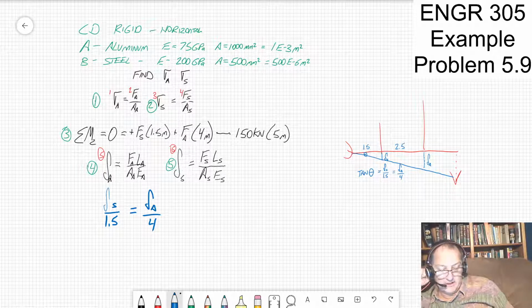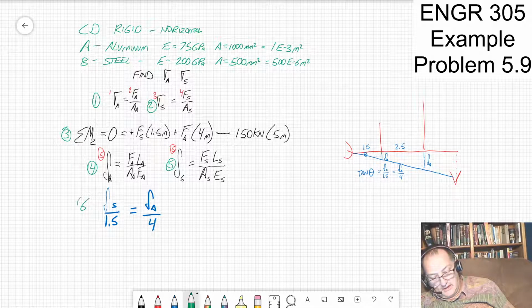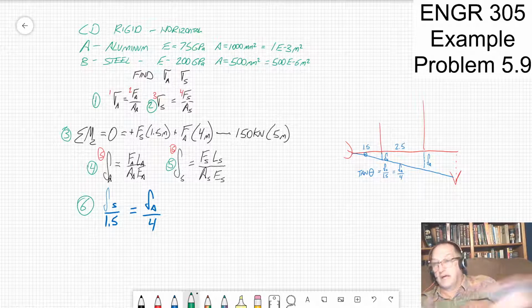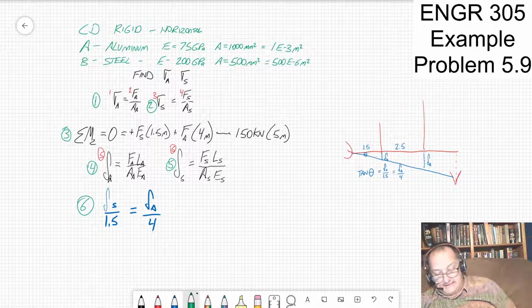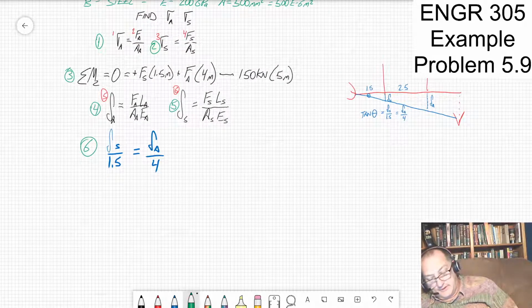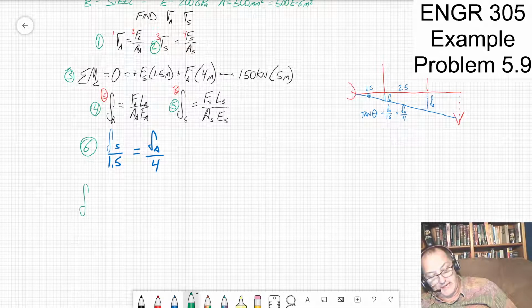I'm missing my delta there. So now delta in the steel divided by 1.5 is equal to delta of the aluminum divided by 4. That gives me the angle relationships I want. And now, in green, I've got my 6th equation. And so I'm all set again. Now I can just go through and solve it. I can attack it a bunch of different ways. The first thing I'm going to do is solve for delta in the steel. Sorry, I'm going to go back to black. I think it just highlights better.